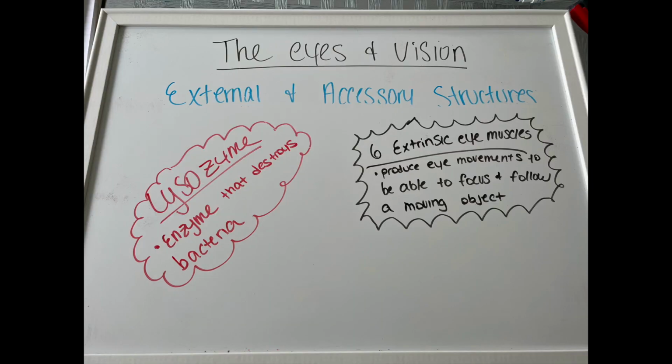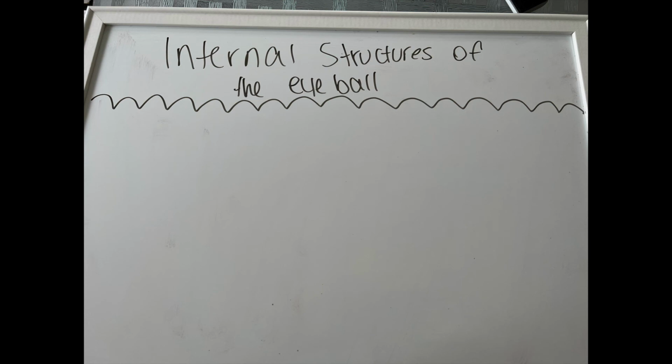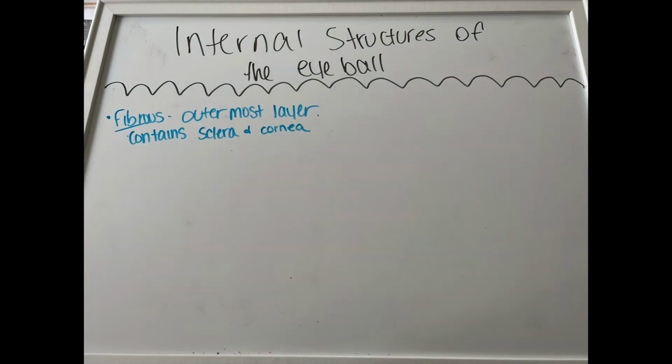Six extrinsic or external eye muscles are attached to the outer surface of the eye. These muscles produce gross eye movements and make it possible for the eyes to follow a moving object. Internal structures of the eyeball. The fibrous layer is the outermost layer, and it consists of the protective sclera and the transparent cornea.